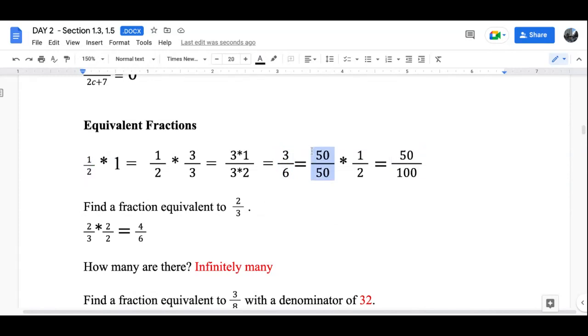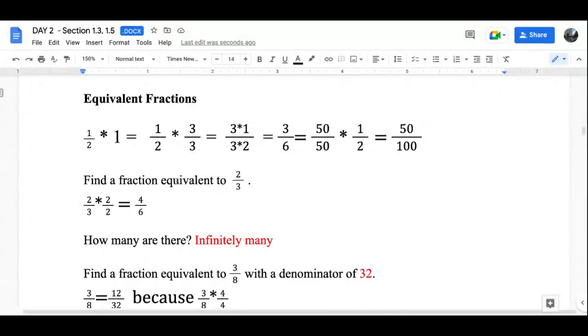And we can multiply by 50 over 50. 50 over 100 is also half. So 3 over 6 is a half. 50 over 100 is half. So half is the simplest form. Half is the simplest form for 3 over 6, for 50 over 100. There are many more, infinitely many.